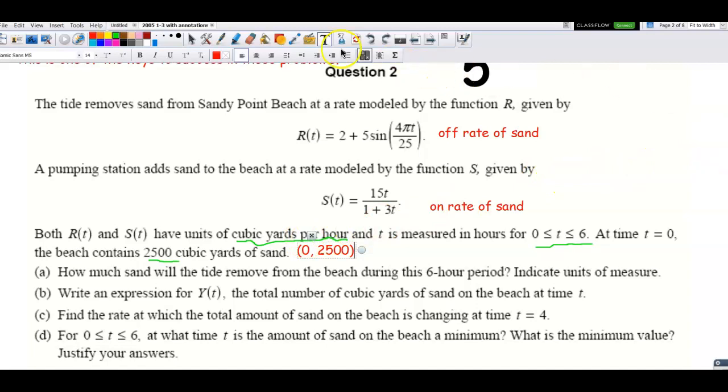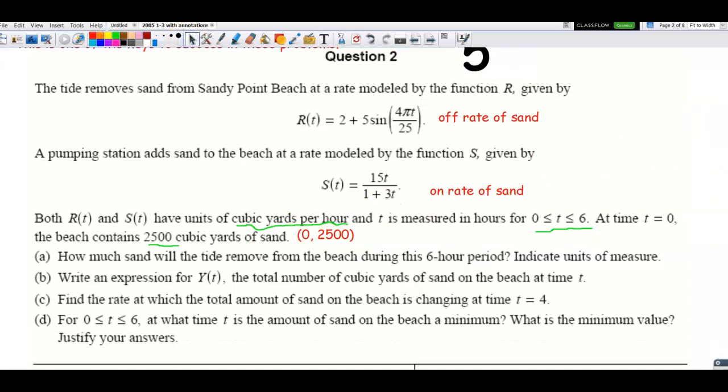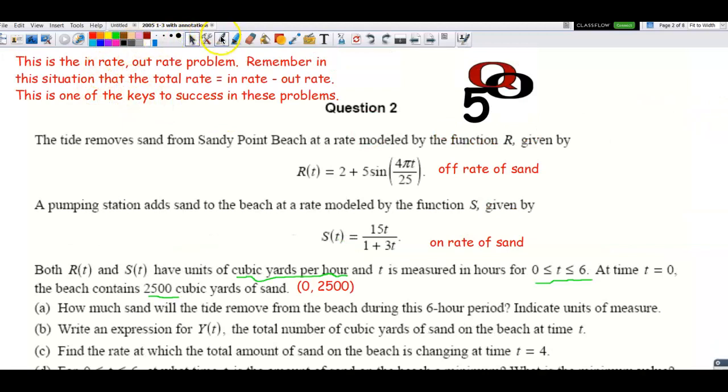All right, the first thing I want to point out, and if you're in my class, you've already seen these annotations and you've been able to read about this. This is a classic in-rate, out-rate problem, or in this case, an on-rate, off-rate problem. Remember, in this situation, the total rate, which I'm sure will be in one of these questions, is always equal to the in-rate minus the out-rate, or in this case, the on-rate minus the off-rate. This is one of the keys to success in these problems, and you should be familiar and recognize when you have an in-rate, out-rate problem.